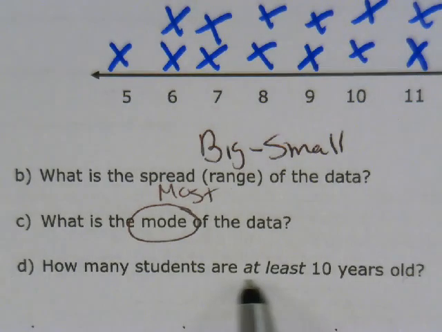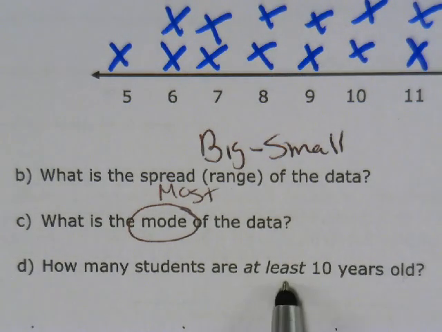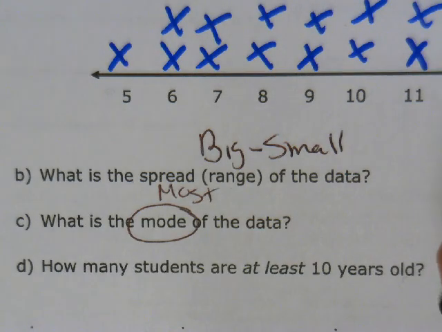How many students are at least 10 years old? So, 5, at least 10. That means under... no, you are at least 10. Me? I am almost. You're at least 10. When you go to Disney or Knott's, 13.